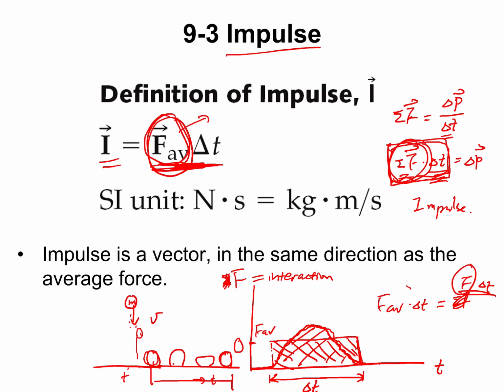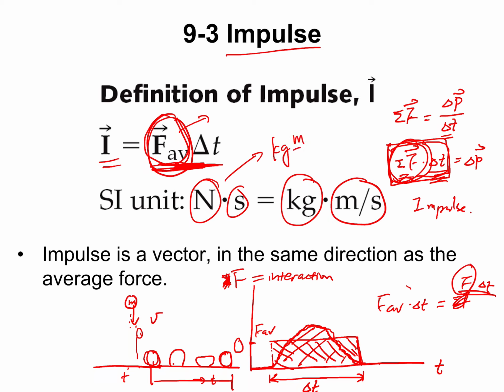To calculate impulse, the unit for impulse here is, you see, Newton times second, right? So it's also equal to kg meter per second. Newton actually is kg meter per second squared, right? So mass times acceleration, and then times seconds. So one second cancels, and you end up with kg meter per second. All right. Remember, impulse is a vector.